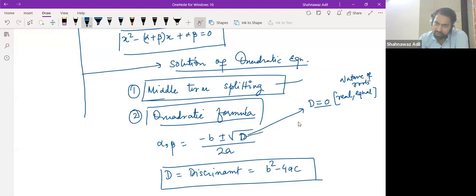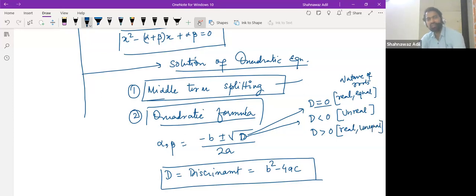And then if D is less than 0, then root of a negative thing, the roots would be unreal. And then we found out that if D is greater than 0, then we'll have the root. So with this root, we'll have a positive value, and then we'll have a negative value. When we add, then we get alpha. When we subtract, then we get beta. Which means that the roots would be real but unequal. So these are the things that we have learned in quadratic equation, right?